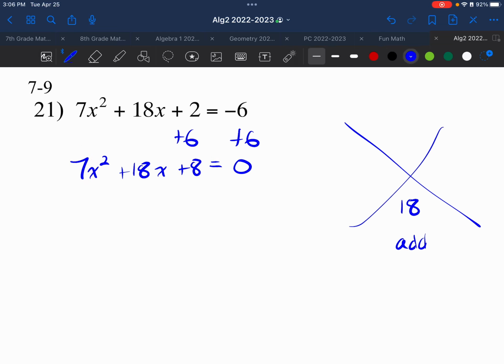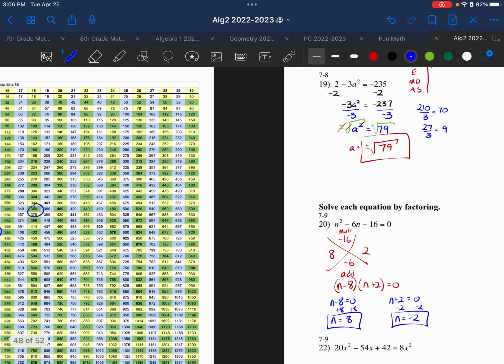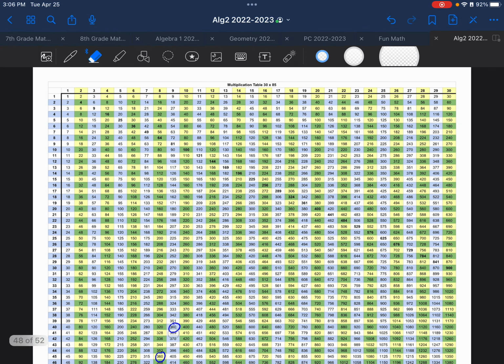7 times 8 is 56. So what times what is 56? You can do this in your head, or you could use a multiplication table. Look for 56 on the multiplication table. So over here, what do we got? I got a 56, I got a 56, I got a 56. Those are the only three that I see. And there's 1 times 56 that I think will be unhelpful.